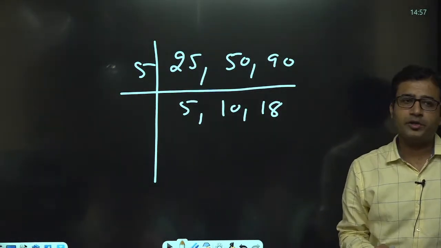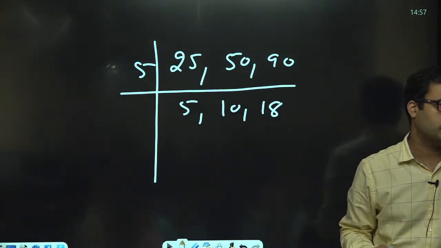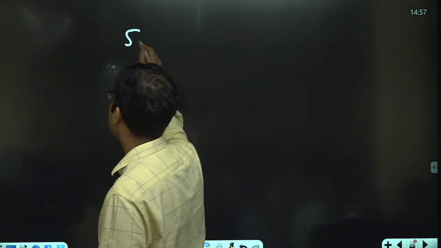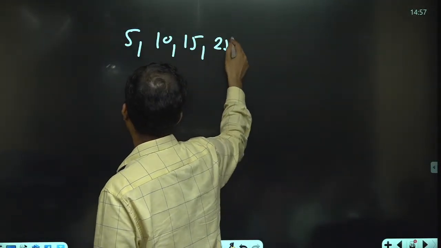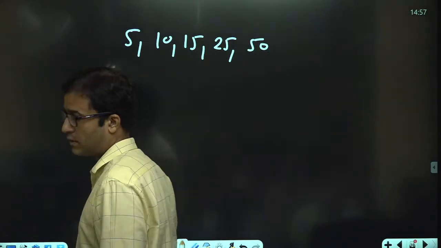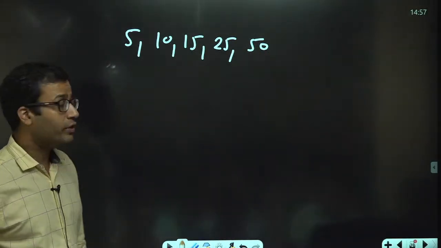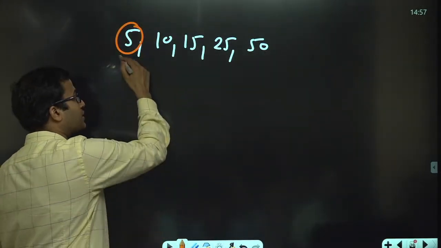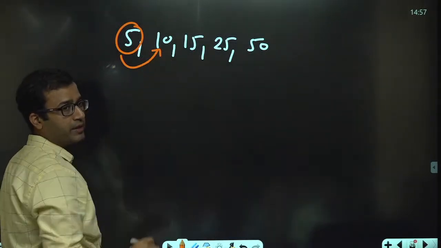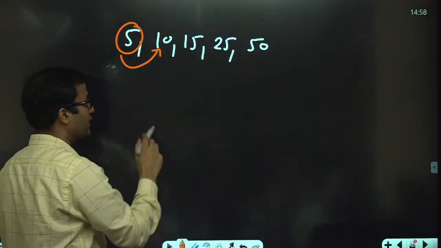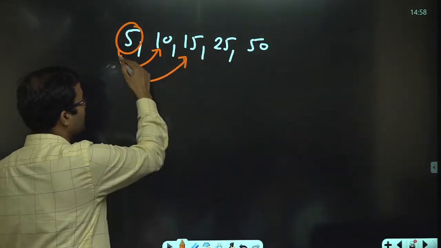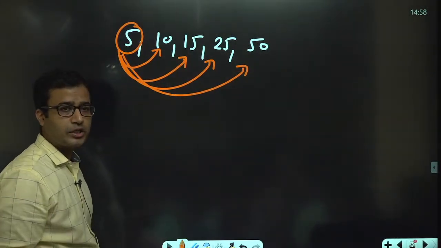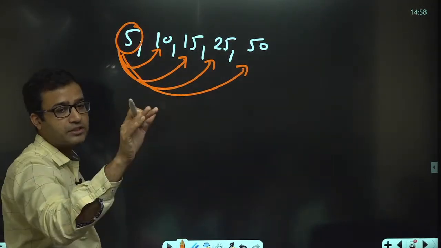Like I have given one property of LCM, I give you one property of HCF also. Similar type of property. Like we have numbers like 5, 10, 15, 25, 50. What is the smallest number here? 5. If the smallest number is a divisor of all the remaining numbers, means 5 can divide 10, yes. 5 can divide 15, yes. 5 can divide 25, yes. 5 can divide 50, yes. No need to do any calculation. You can conclude 5 itself is the HCF.